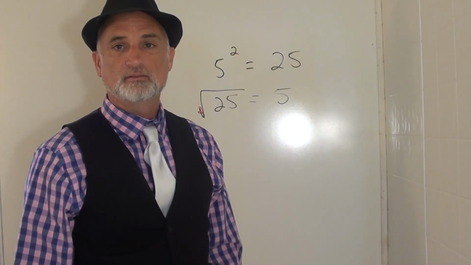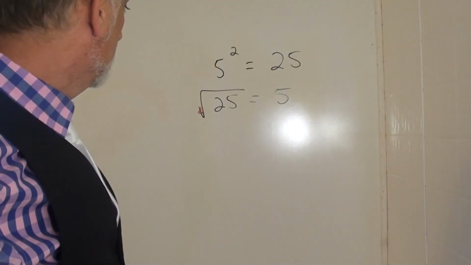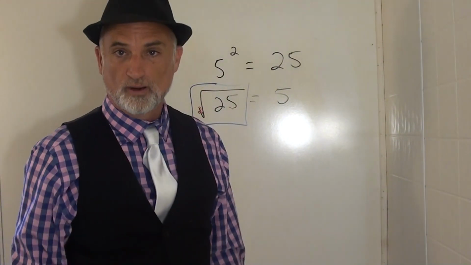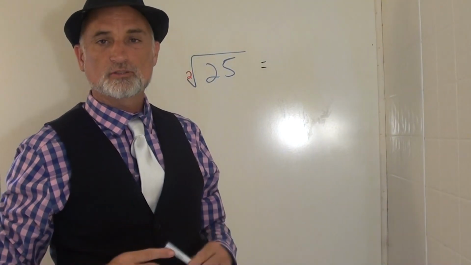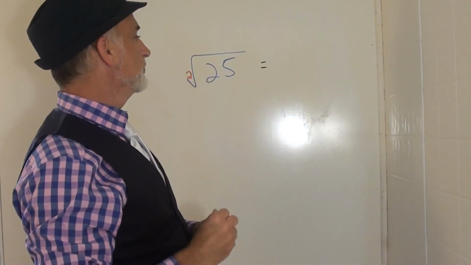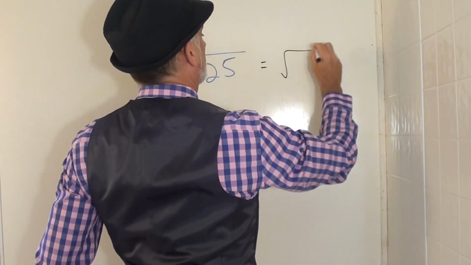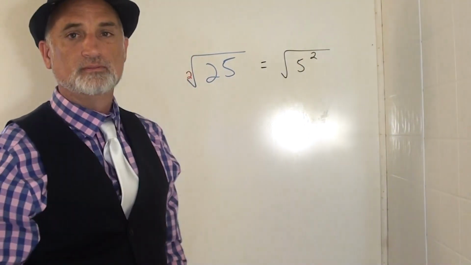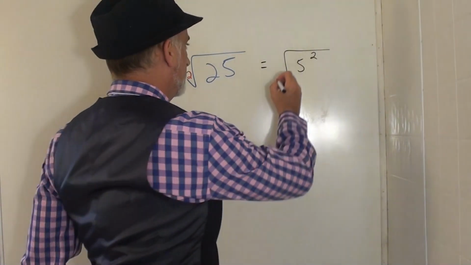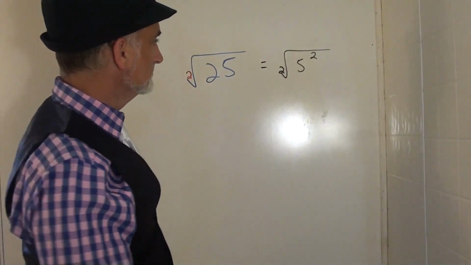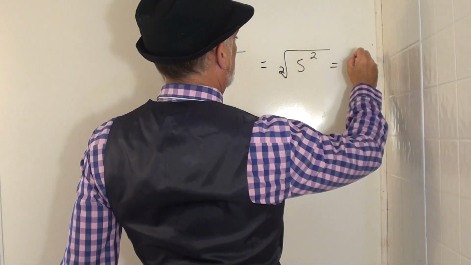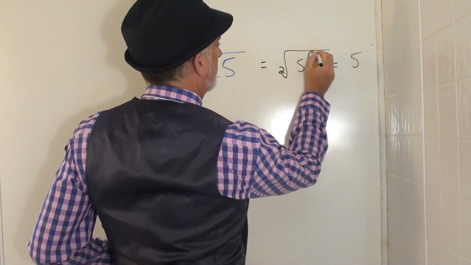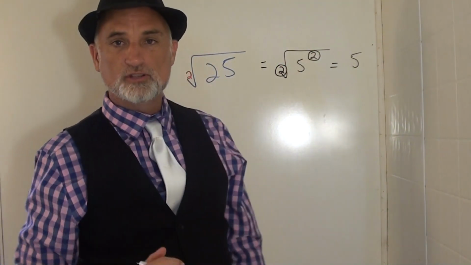Okay? And so now, specifically, I want us to take a look at this part right here. Alright, so let's rewrite this. The square root of 25 could be the square root of 5 squared. Okay? Now, remember, this 2 is implied in here. And that just equals 5. I want you to see that the square root and the square cancel out each other. Okay?